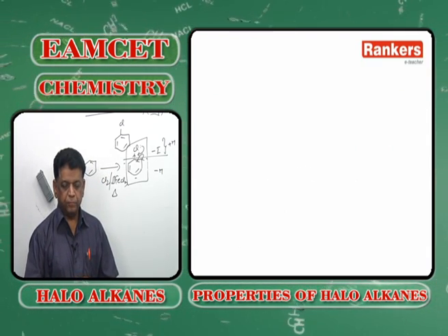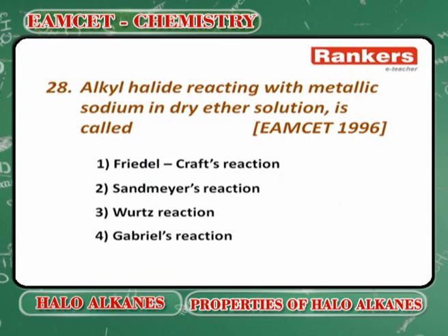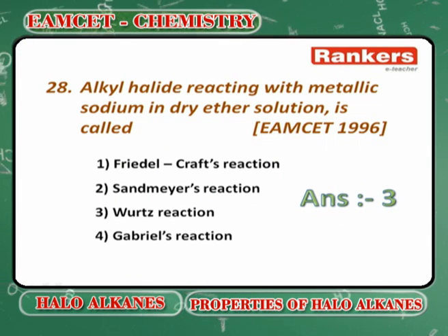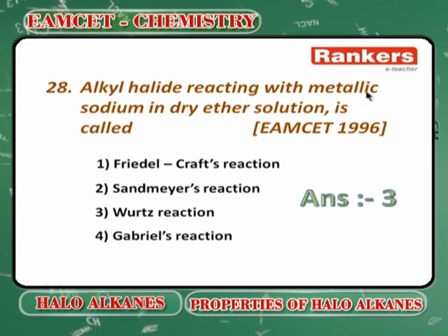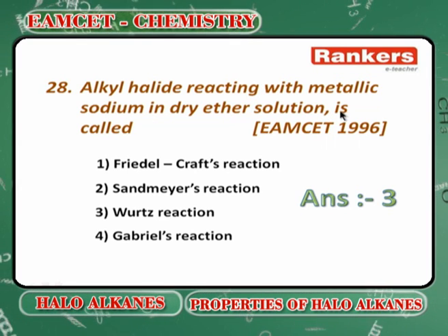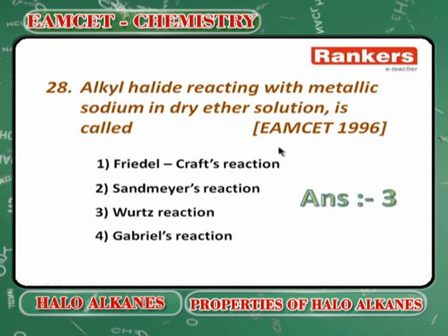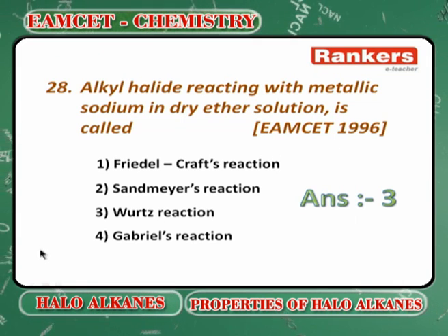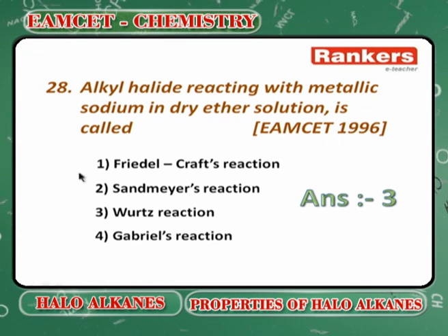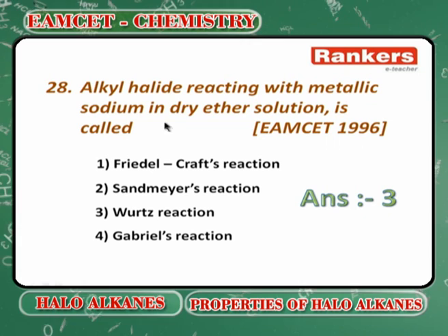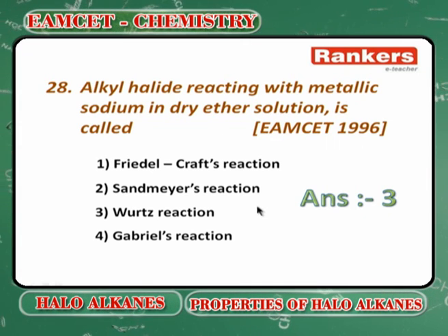Next, an alkyl halide reacting with metallic sodium in dry ether solution. Alkyl halide reacting with metal, what is the reaction? It gives the higher alkanes. Okay.